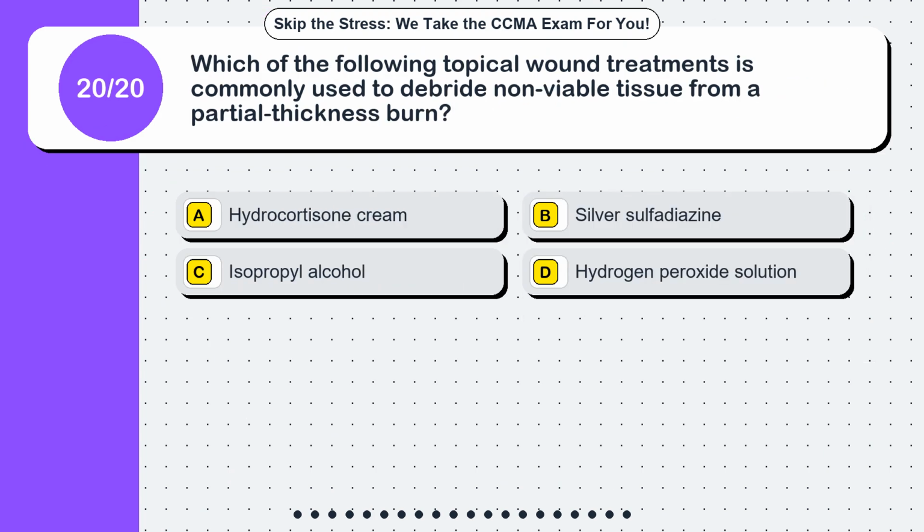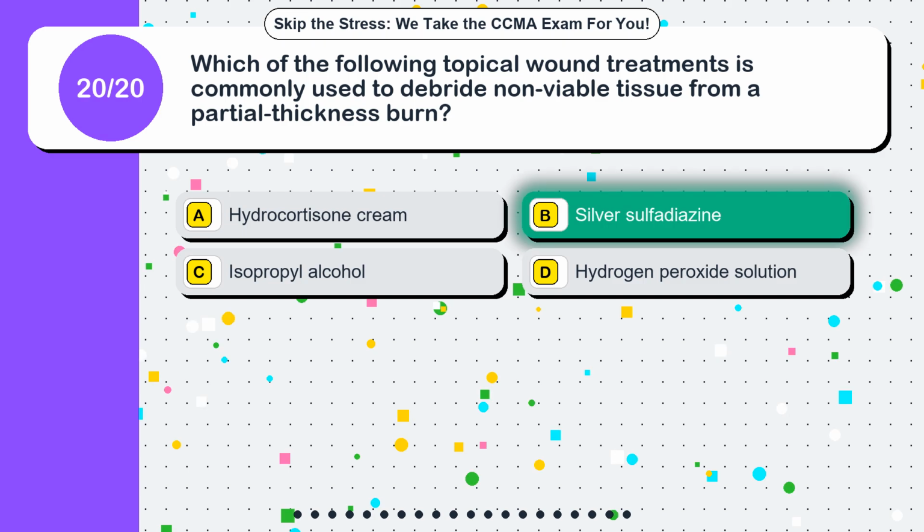Question 20. Which of the following topical wound treatments is commonly used to debride non-viable tissue from a partial thickness burn? Option A hydrocortisone cream. Option B silver sulfadiazine. Option C isopropyl alcohol. Option D hydrogen peroxide solution. The correct answer is option B, silver sulfadiazine.